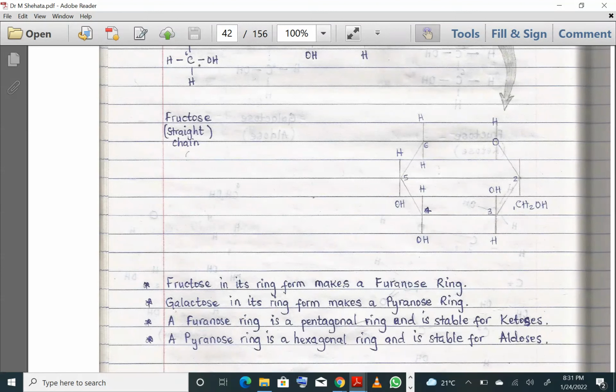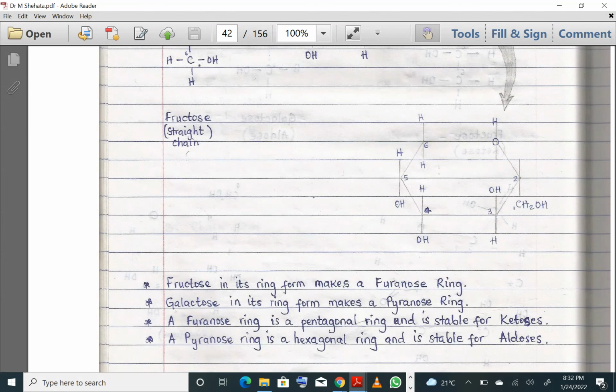Then a furanose ring is a pentagonal ring. That's just basically saying the ring has 5 sides and is stable for ketoses, which makes sense because remember that fructose is a what? A ketose. And that's what I was saying. You need to be able to tell that this is a ketose, this is an aldose. Then a pyranose ring is a hexagonal ring, meaning it's got 6 sides and is stable for aldoses.